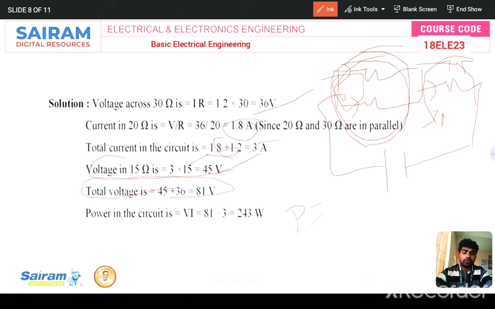Otherwise, you can calculate like this: V is equal to I into R equivalent. That is also fine. You can calculate R equivalent first and take V divided by I. You can solve this problem in many ways. And the power in the circuit is power is equal to VI, as I already told you. Substituting the values, you will get the answer as 243 watts, right?